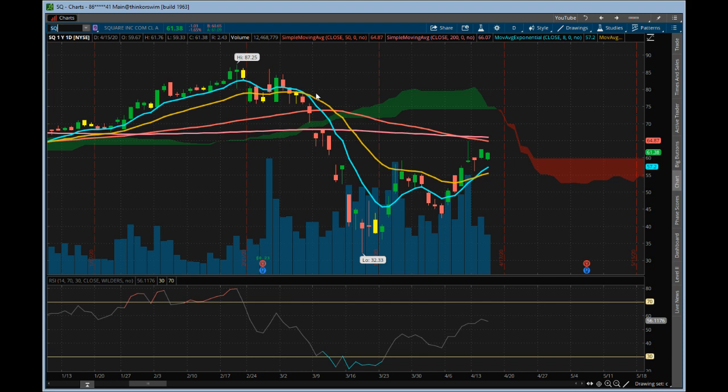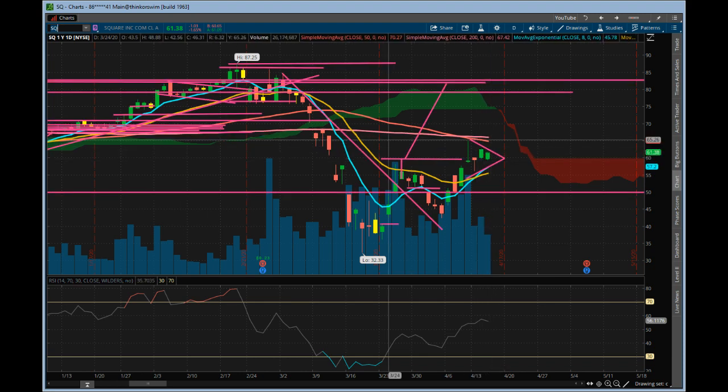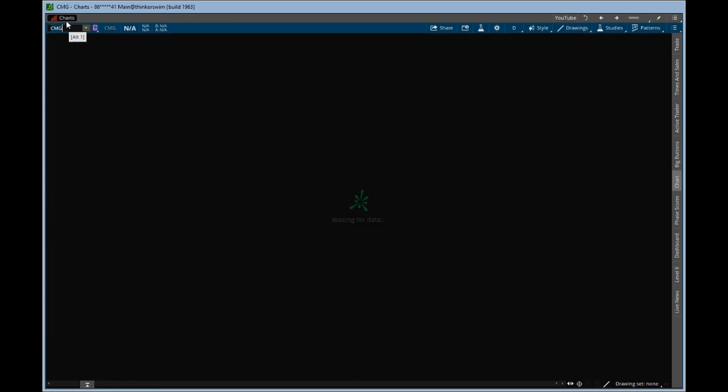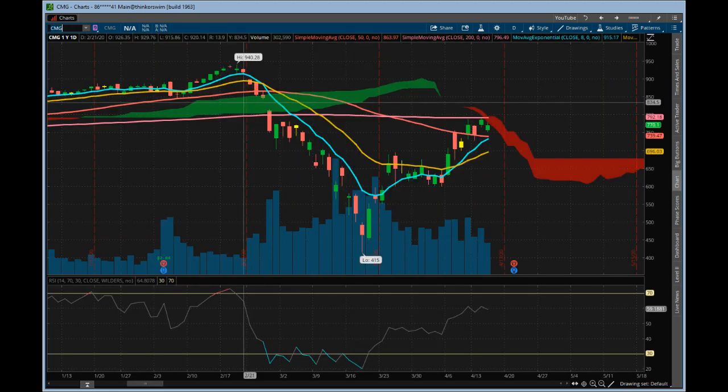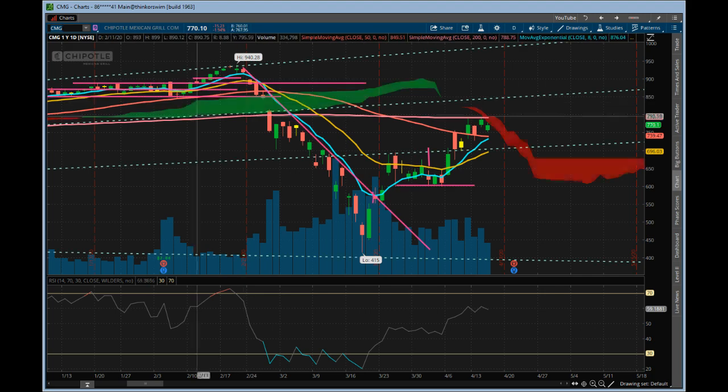Square, yep, hanging in there too. It is in this little pennant pattern right here. So just see how it triangulates in there. See if we can break out of there. CMG. Again, look at that, the 200 moving average is just like a resistance line right there. But right above it is a gap. So let's see if we can close above this and go for there.